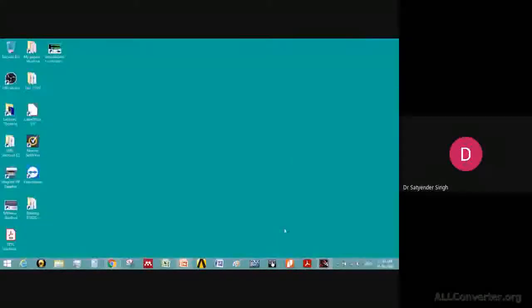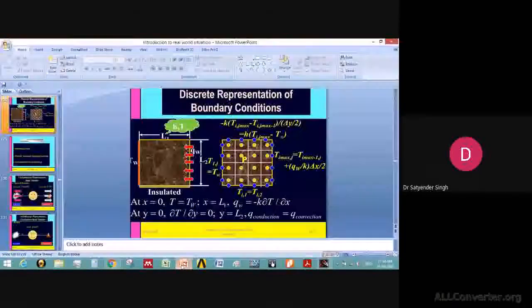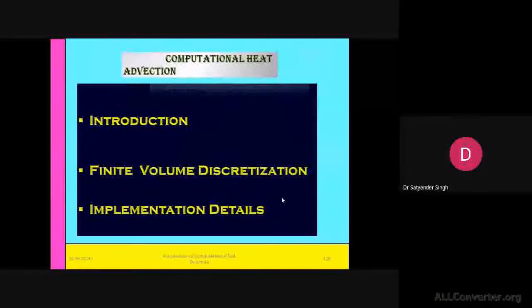So going back to the PPT again, now I will jump to the advection. This is really important. If you are able to understand the solution of this one, then the same methodology will be applicable to the momentum equation also. There also we have the advection term as well as diffusion terms.